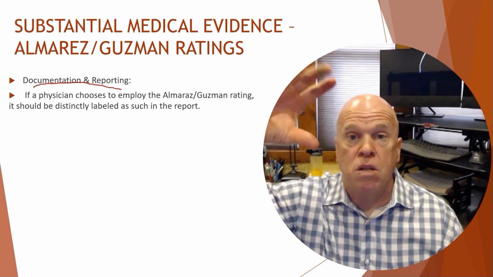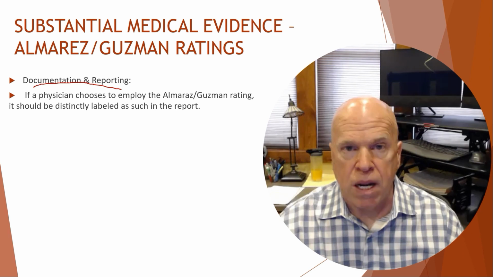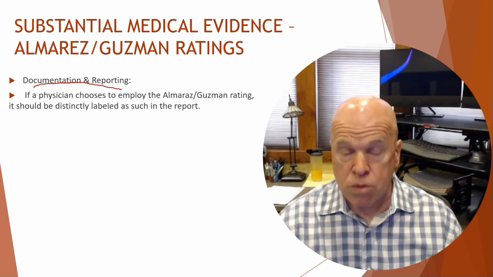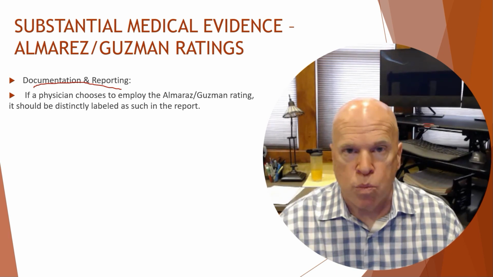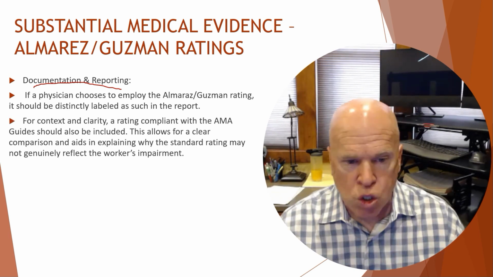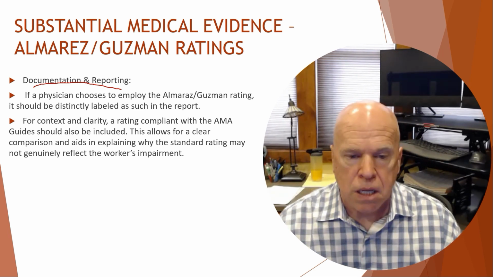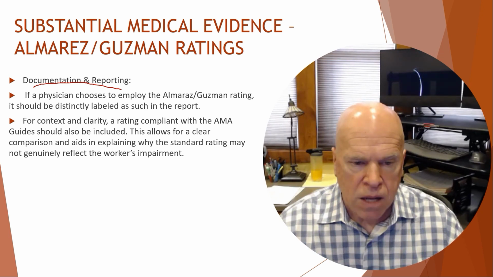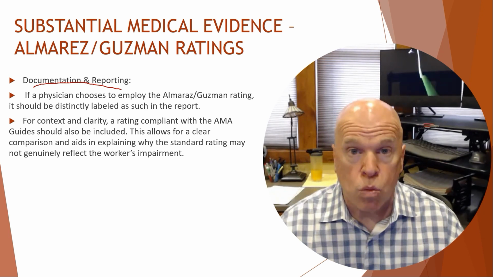Number one, and at the top, would be your strict or standard impairment rating directly out of the AMA guides. And then underneath that would be an area where you could provide any opinion on any alternative impairment rating that you plan on employing. For context and clarity, a rating consistent or compliant with the AMA guides should also be included. In other words, always provide the standard rating.